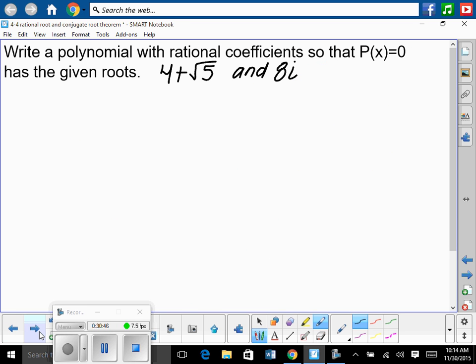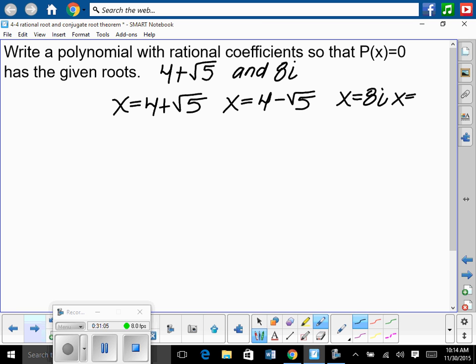Okay, so look. I'm not going to go through this one, but given these roots, x is equal to 4 plus the square root of 5, is its conjugate also a root? Yes. So x must also be equal to 4 minus the square root of 5. Then also, x is equal to 8i, and the conjugate must also be a root. So then from there, you'll bring them over correctly. Be careful with these ones.